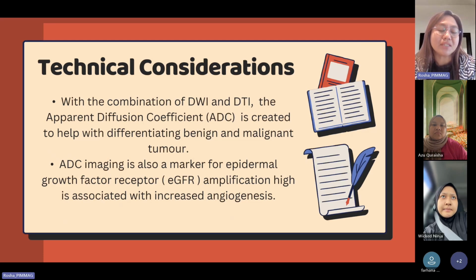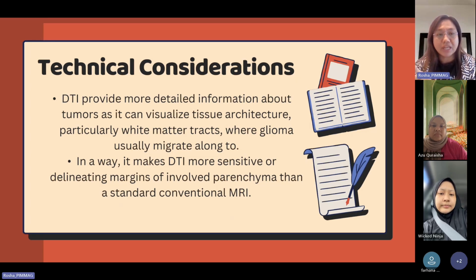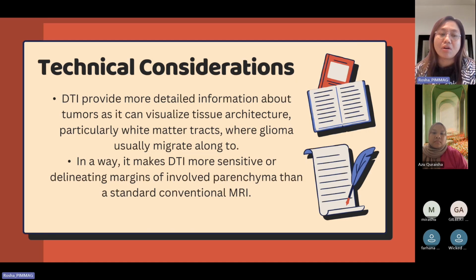The ADC imaging is also a marker for epidermal growth factor receptor, which we call EGFR. High amplification is associated with increased angiogenesis. The DTI provides more detailed information about the tumor as it can visualize tissue architecture, particularly the white matter tract where the glioma usually migrates along. In a way, it makes DTI more sensitive in delineating the margin of involved parenchyma than the standard conventional MRI.